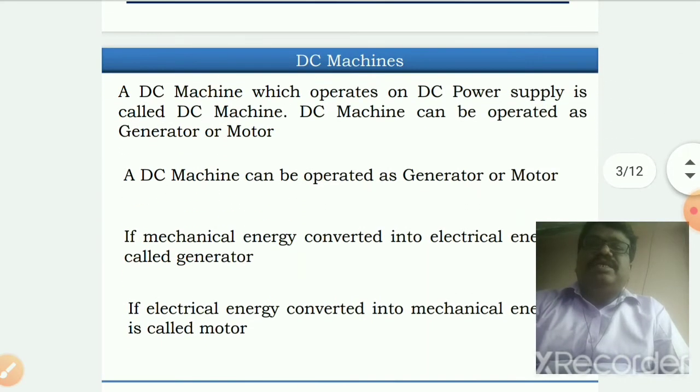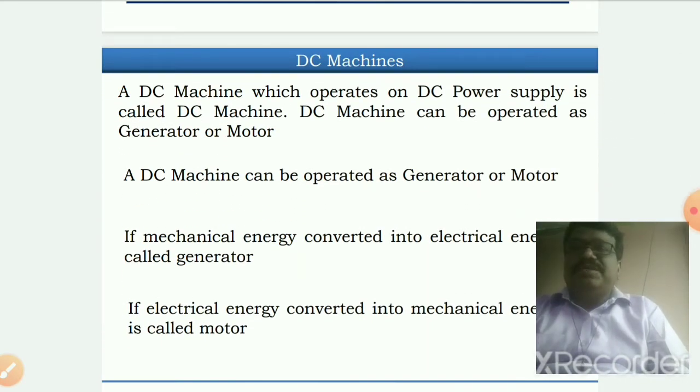Now, DC machines. The machine which is working on DC power supply is called a DC machine. The same DC machine can be operated as a generator as well as a motor. Now, generator. What is a generator? A machine which converts mechanical energy into electrical energy is called a generator. The machine which converts electrical energy into mechanical energy is called a motor.